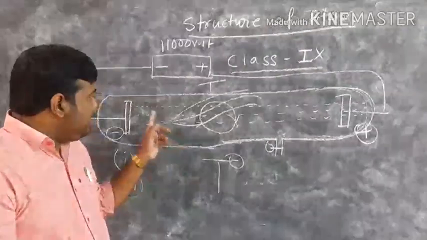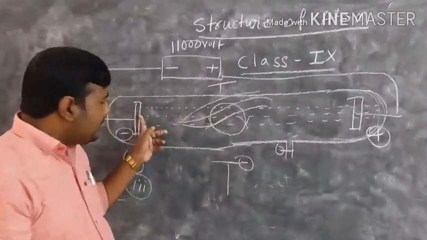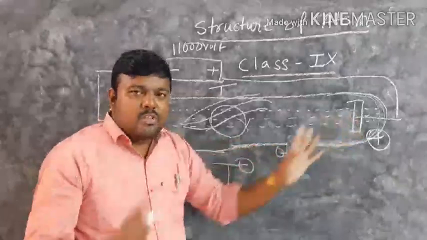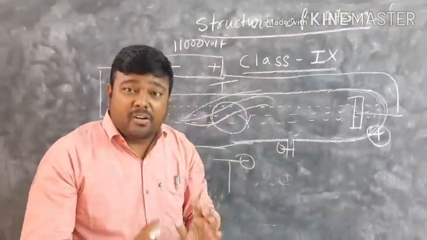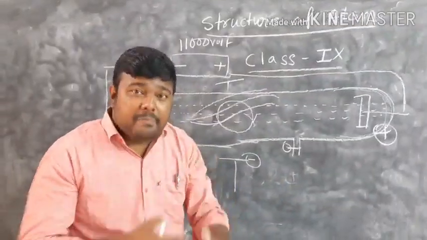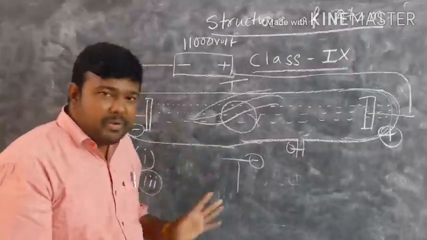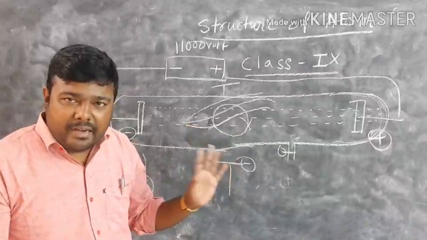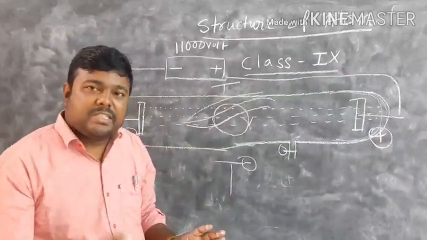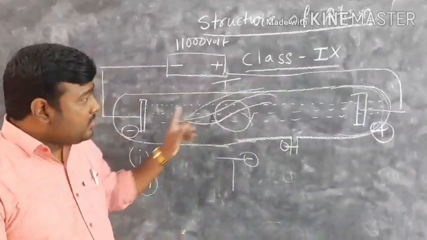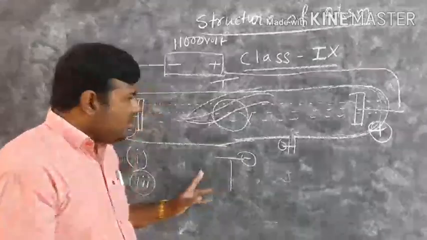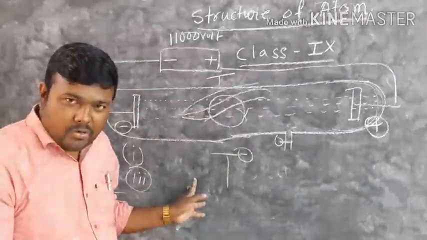Later on, scientist Stoney suggested that these particles, which are originating from the cathode and heading towards the anode, should be named electron, meaning negative charge particle. Then later, scientist Thomson accepted it, and the name electron was given, which is a negatively charged particle. So in this way, the electron was discovered by scientist J.J. Thomson.